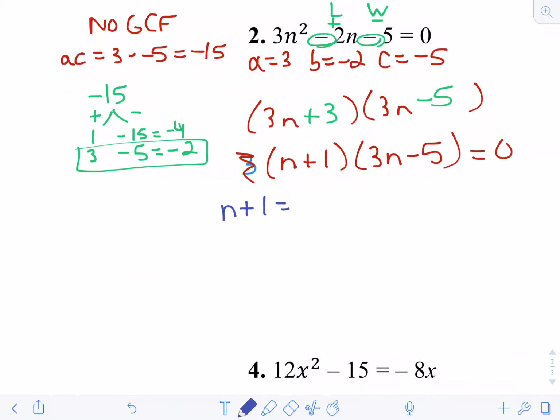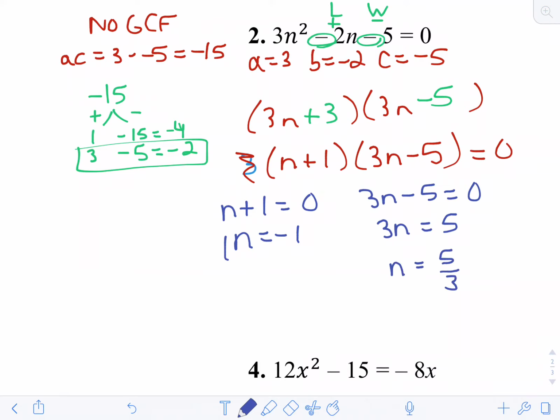n plus 1 equals 0. 3n minus 5 equals 0. So here, n equals negative 1. Here, 3n is equal to 5, so n is equal to 5 divided by 3. Okay, so these are your answers. We're just going to rewrite it in fancy bracket form. So we would have negative 1 comma 5 over 3.